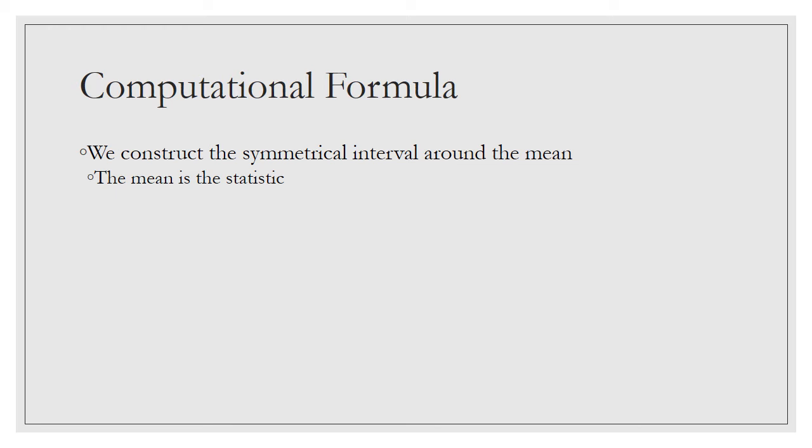So we have a mean and we're going to get some interval around it. The mean is our statistic. It's going to be our value from our sample. So we're going to take that statistic, the mean in this case, and we're going to add and subtract the critical value times the standard deviation of the statistic. I will remind you that that value, the standard deviation of the statistic, is the standard error of the mean. So we can just call it the standard error. That's the standard deviation of that sampling distribution of the mean.